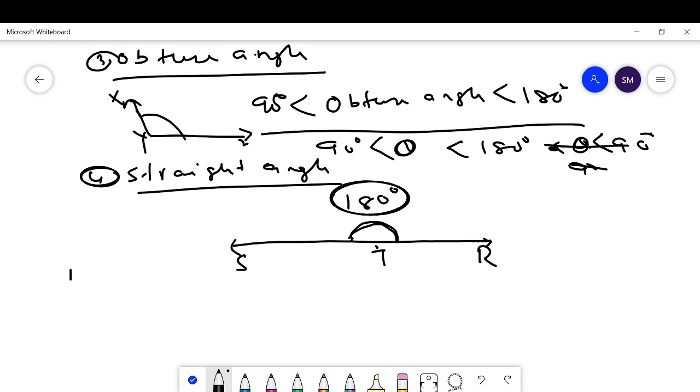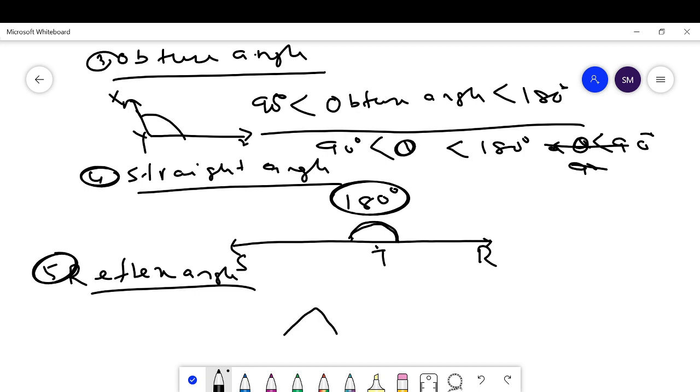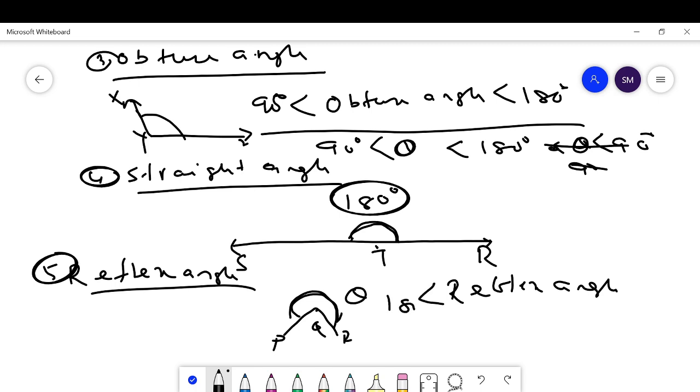Then next, reflex angle. A reflex angle is an angle whose measure is greater than 180 degrees and less than 360 degrees. Suppose this is a reflex angle PQR. This angle is called a reflex angle.